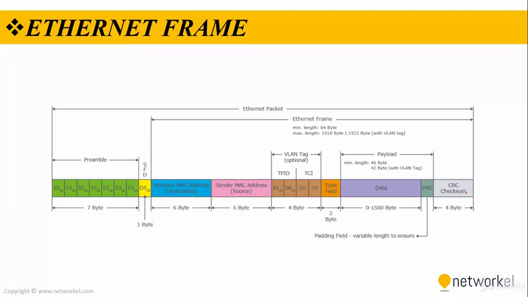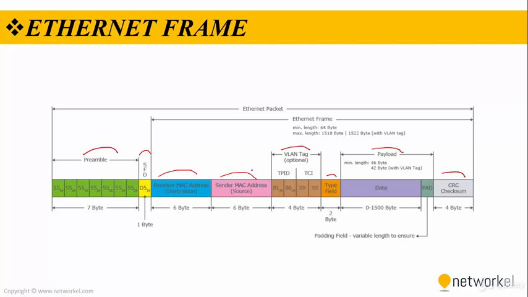Let's take a look at the Ethernet frame right now. The Ethernet frame consists of some fields, as you can see in the picture. They are preamble, SFD, receiver MAC, sender MAC, an optional VLAN tag, type field, payload, and CRC checksum.